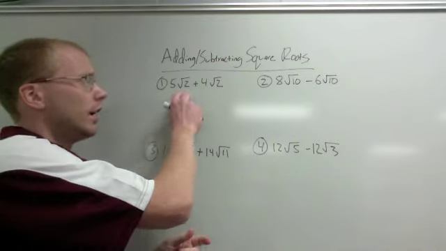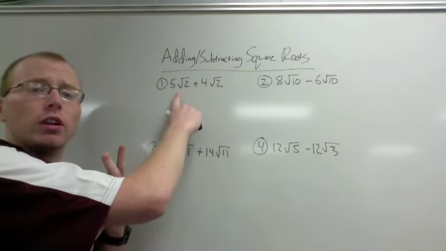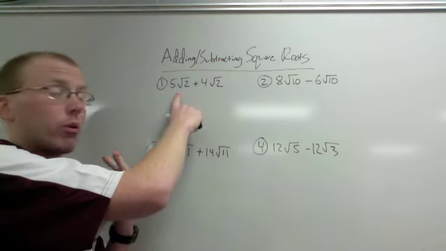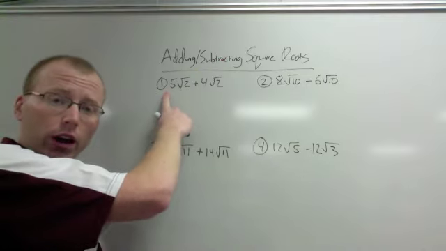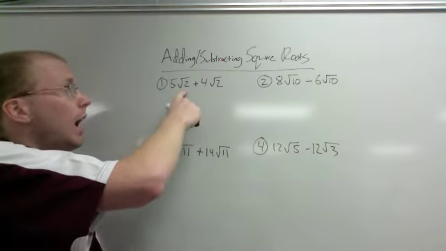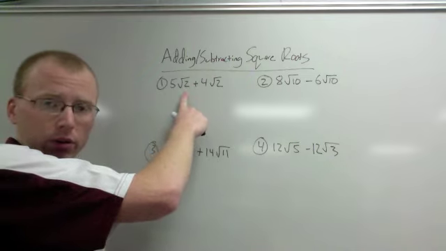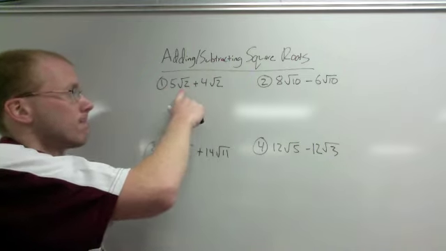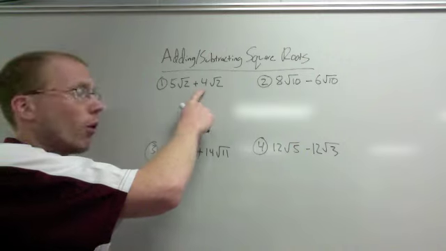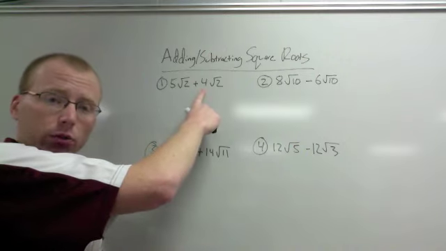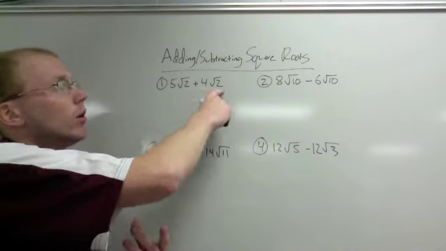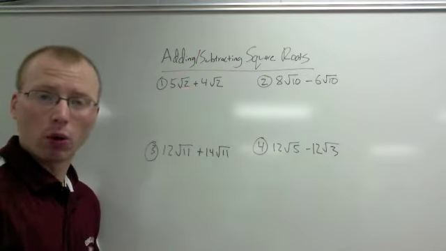And notice in each of these numbers I have two different parts of the number. I have the number outside the radical or the square root sign. I have the number inside the square root sign. So 5 and 4 are both outside my square root signs. 2 is on the inside for both.